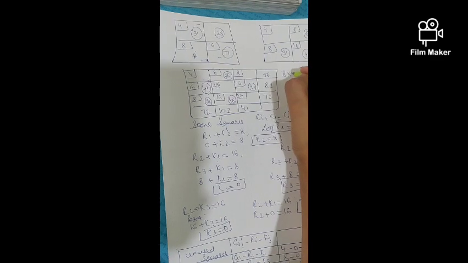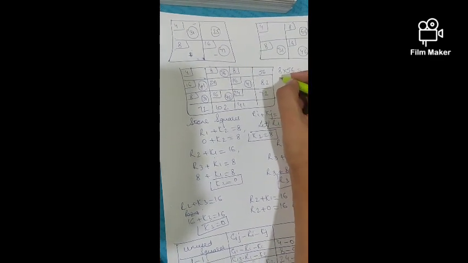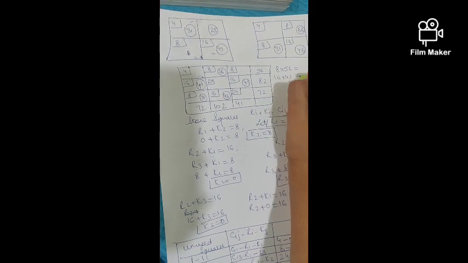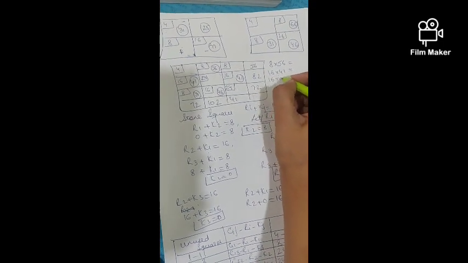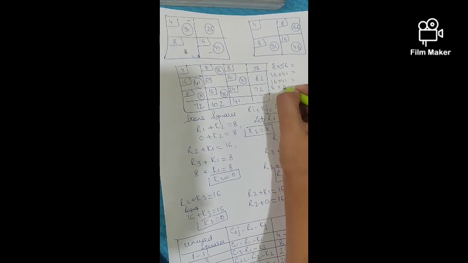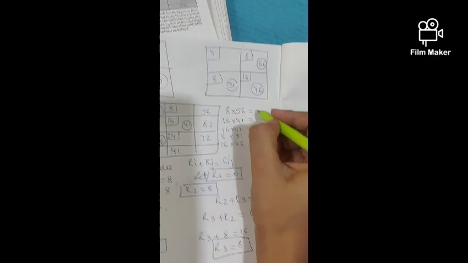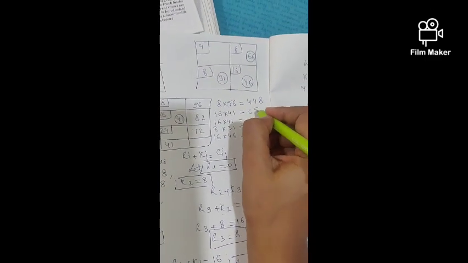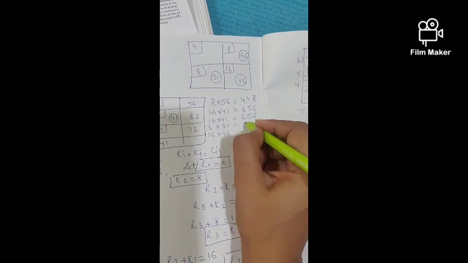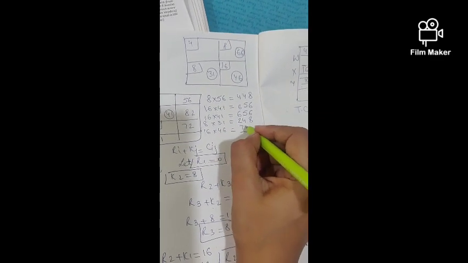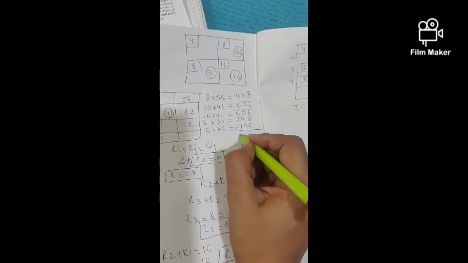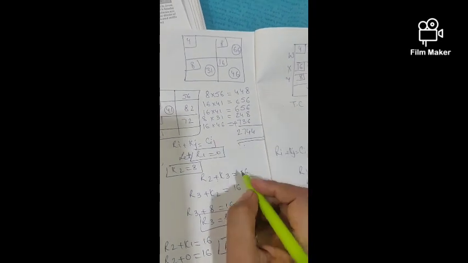Now you will simply calculate the total cost and your answer will be there, because no further improvement can be made. 8 into 56, 16 into 41, 16 into 41, 8 into 31, 16 into 46. Let me just note down the values from here. This is 448, 656, 656, 248, 736, and the total comes out to be 2744. That's your answer. That's your total cost.